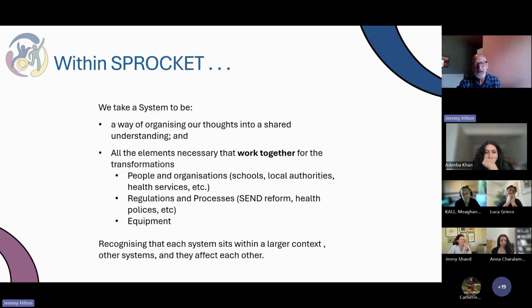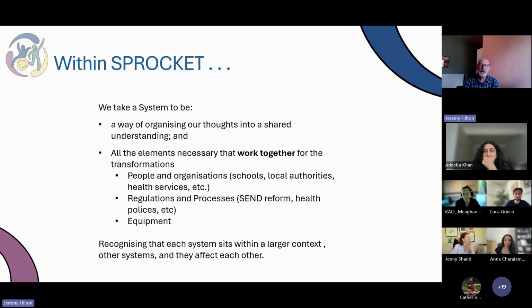So within Sprocket, this is really what we take a system to be. Part of it is a way of organizing our thoughts. And our starting point, and we'll talk about this in a minute, is to try and understand everybody's point of view, that all of us actually recognize what's inside the boundary, what's within it. We can talk about a health system or an education system or whatever, but we probably have our own personal mental model of what we would consider inside the boundary of that system. And what we have to do is have a conversation through dialogue, gain some accommodation or agreement of what we're going to take each of the transitions to be in terms of the system.